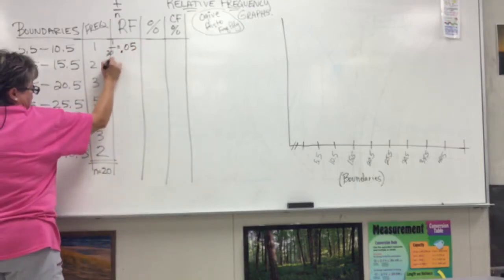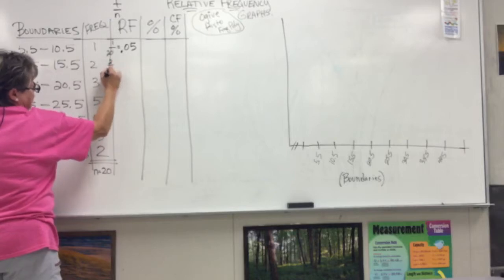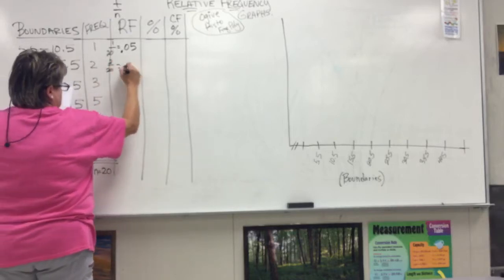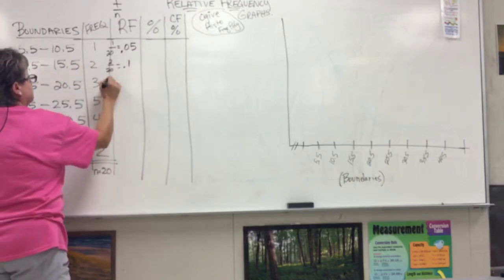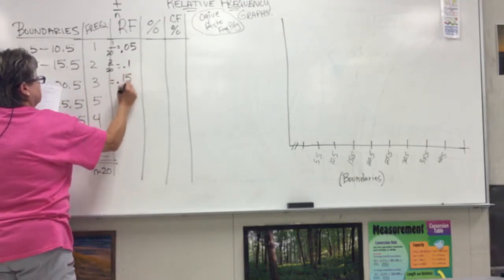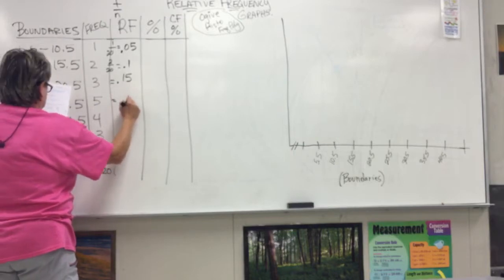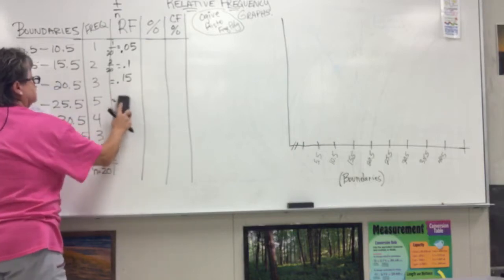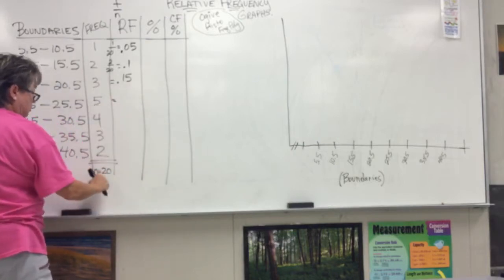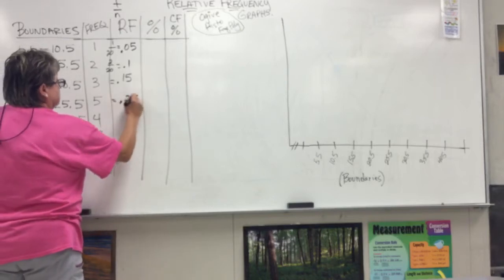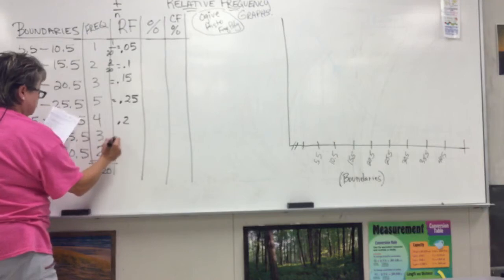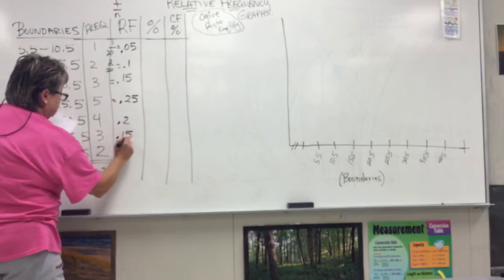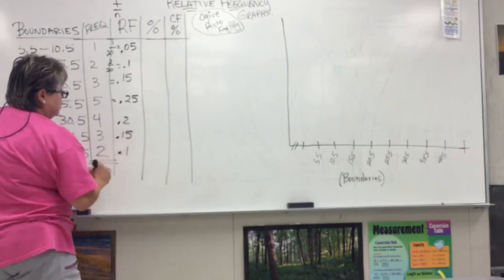So again, you're going to take the individual frequency, divide by the total, and round if you can. So we have like 0.1. The next one comes out 0.15, 0.25. So we're doing 5 divided by 20, so 0.25. 4 divided by 20 is 0.2. 3 divided by 20 is 0.15, and then 0.1.